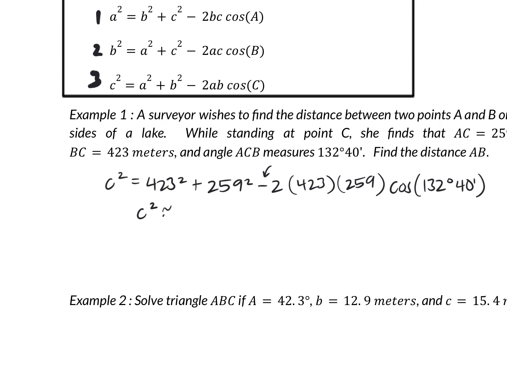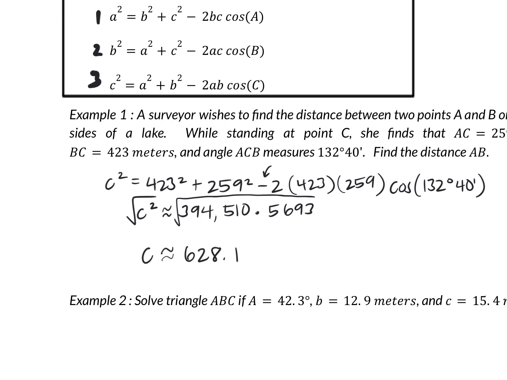But you should get approximately 394,510.5693. And then, yes, we do have to square root it, right? Because that's C squared. So to find C, I'm going to square root both sides. And I end up getting C is approximately 628.1 meters.